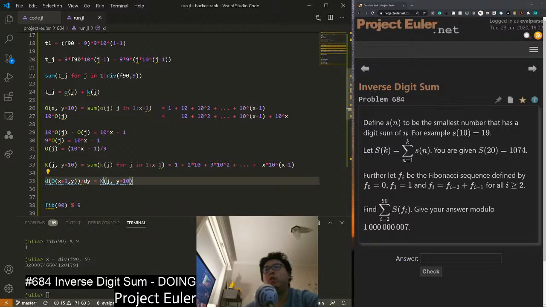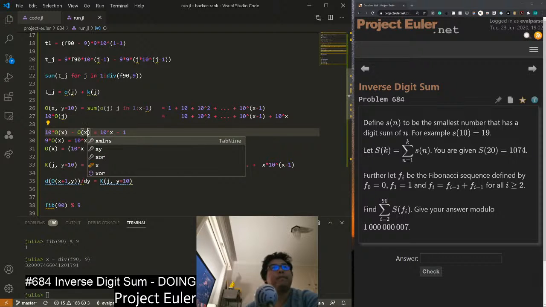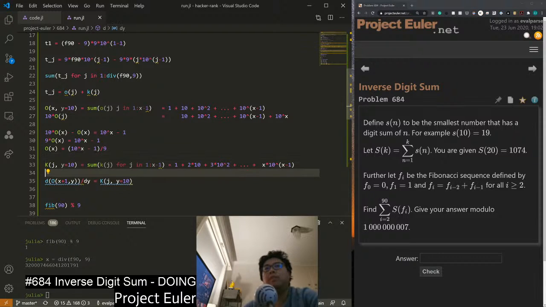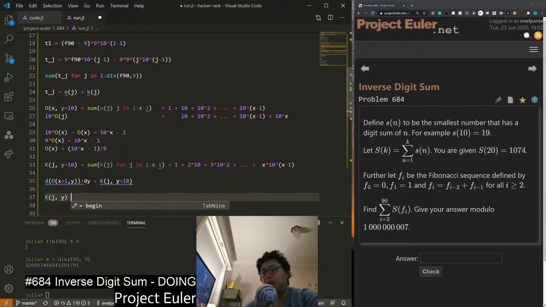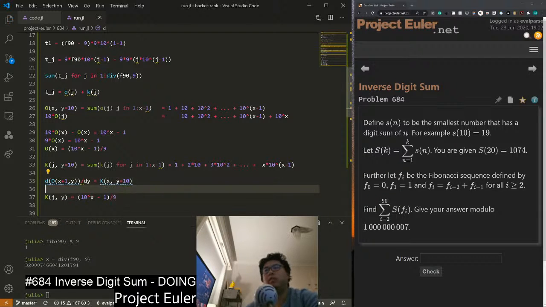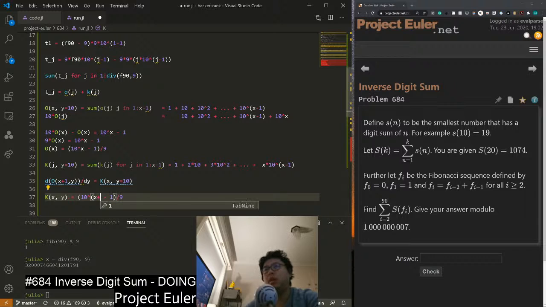Okay, so all I need to do, and I already know the closed form for this, which is up here. All I have to do is differentiate this guy, k of x plus 1 of y, with respect to y. So all I have to do is look up how to differentiate this bad boy and evaluate it for y equals 10.